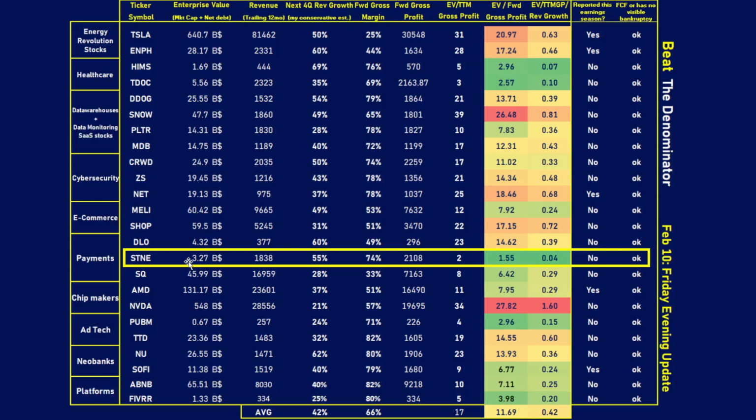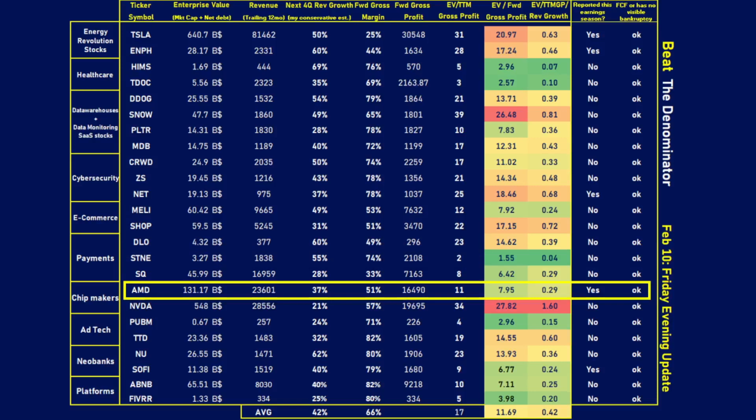StoneCo focuses on being kind of the Square of Brazil, and they're doing very well. I believe this is a heavily undervalued company that I'm buying right now. I'm pretty happy to be buying StoneCo at this level. One day the market will wake up to StoneCo. No investment advice, but that's kind of what I'm looking at here.